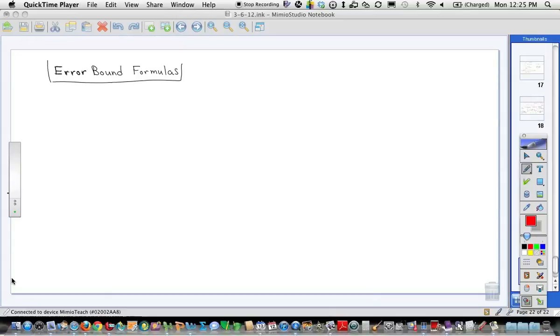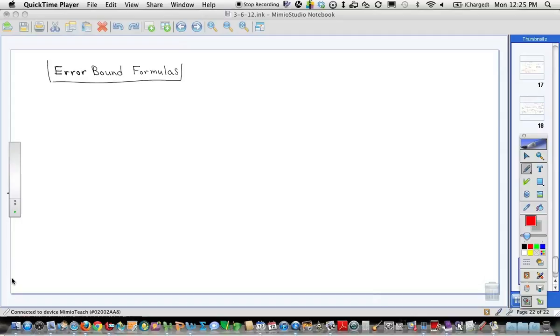Error-bound formulas in section 6.2 is what we want to talk about. And on page 387, you can see them. There they are, right at the top of page 387. Those are the error-bound formulas we're going to talk about. Okay, now when we talk about error-bound, what we mean is max error.